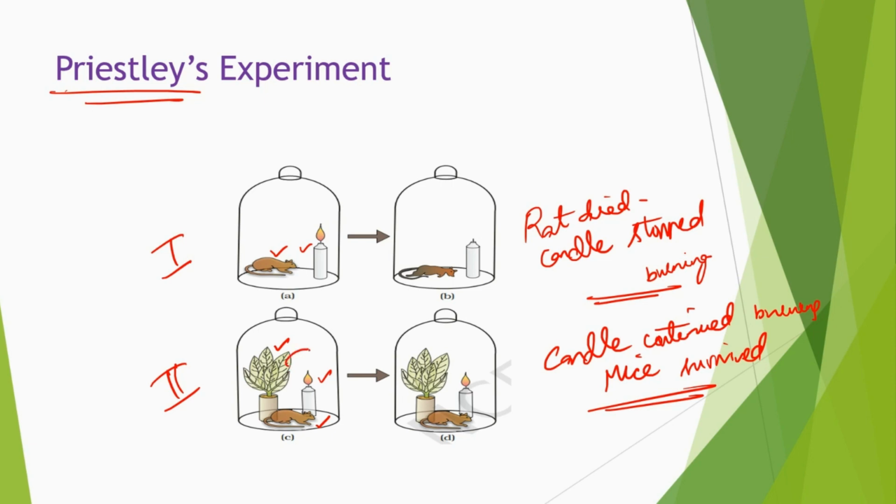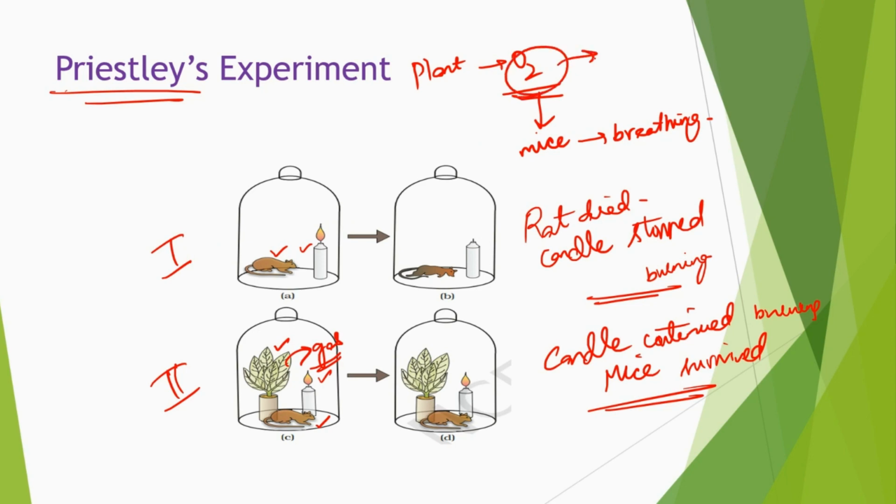So Priestley, after seeing his observation, hypothesized that there is some gas being released by the plant, which is purifying the air in the bell jar, causing the mice to survive. But later, we know that the plant is undergoing photosynthesis, as a result of which it releases oxygen. This oxygen is utilized by the mice for breathing, so they survive. And even this oxygen helps the candle to burn, and therefore it continues to burn.